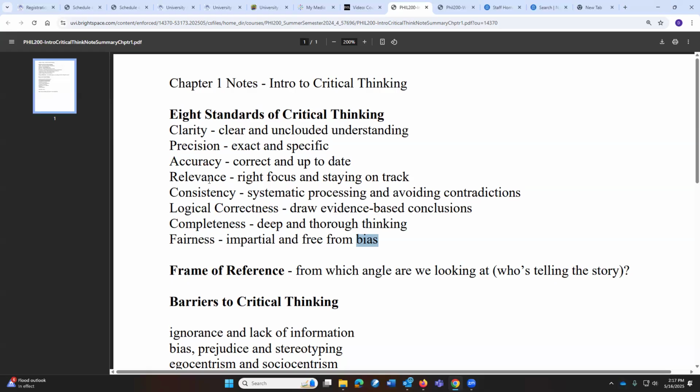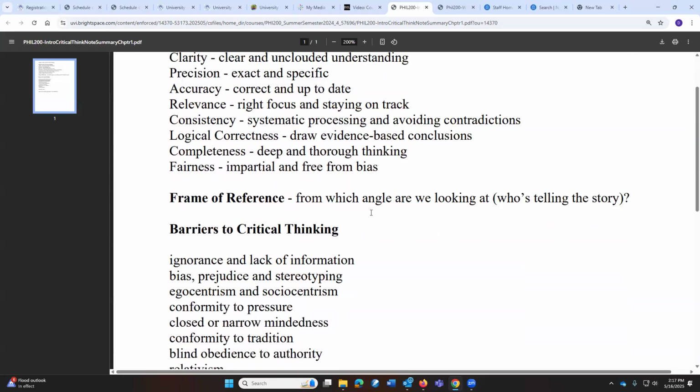So our 8 standards: clarity, precision, accuracy, relevance, consistency, logical correctness, completeness, and fairness. These are our key to being sure that when we engage in critical thinking, we will come up with the most helpful, most useful outcome to our thought process.